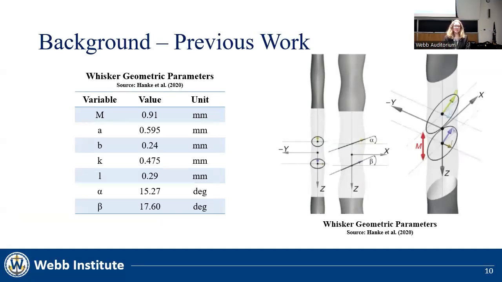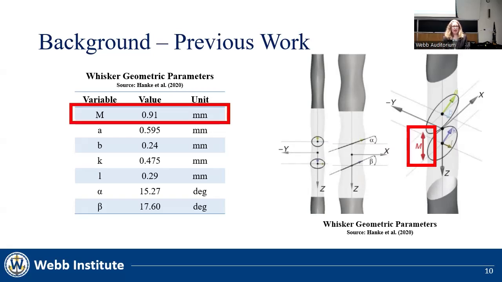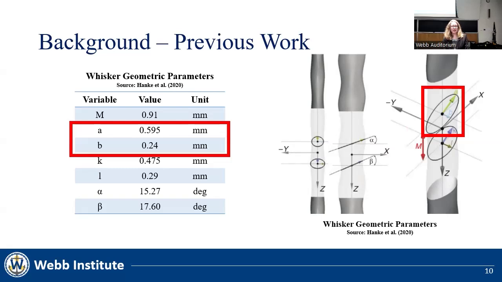The basic shape of the whisker is that it's comprised of 2 differently sized ellipses, evenly spaced along the length. In this case, the geometric average does not include the geometry of a tapered end. M is the distance between the ellipses. A and B are the major and minor radii, respectively, of one of the ellipses.